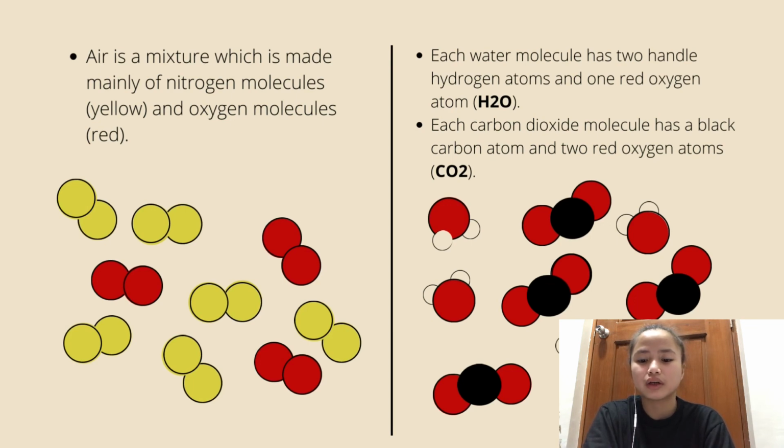This particle diagram shows a mixture made up of water and carbon dioxide. The water molecules each have two white hydrogen atoms and one red oxygen atom, or H2O. The carbon dioxide molecules each have one black carbon atom and two red oxygen atoms, or CO2.